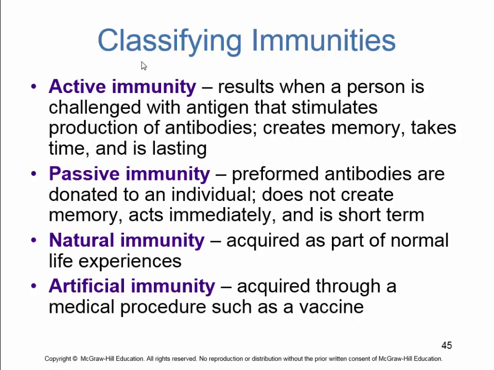Natural immunity, however, is our own natural immune system responding to a microbe. Natural immunity is obtained through normal life experiences, such as a child being exposed to chickenpox virus and obtaining chickenpox. Artificial immunity, however, is acquired through medical procedures such as vaccines. We now have a chickenpox vaccine, so many children never experience chickenpox. As a consequence, they are instead protected by artificial immunity.